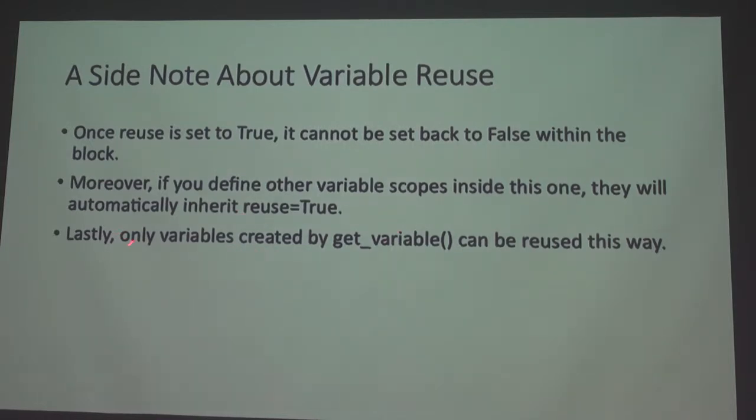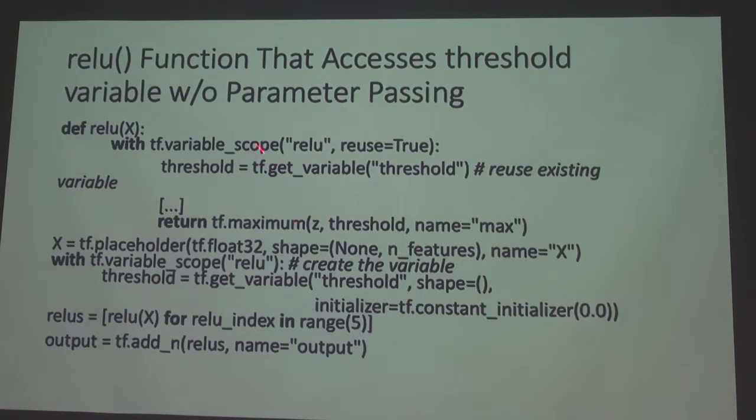Okay, so lastly, only variables created by get_variable can be reused this way. This is something you need to remember if you want to mess with reuse. So a redo function that acts as a threshold variable without parameter passing looks something like this. Define redo(x). You define the variable scope, redo, reuse set to true. Threshold equals get_variable, so you reuse the existing variable.